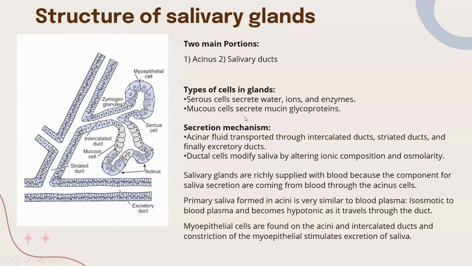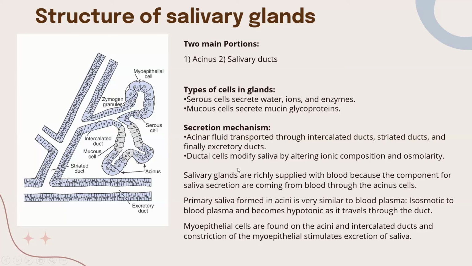So basically the types of cells in glands, we have serous cells and mucus cells. Serous cells are the cells that secrete water, ions, and enzymes. Mucus cells are the cells that produce mucin, and mucin helps in the moisture of the saliva, let's say.